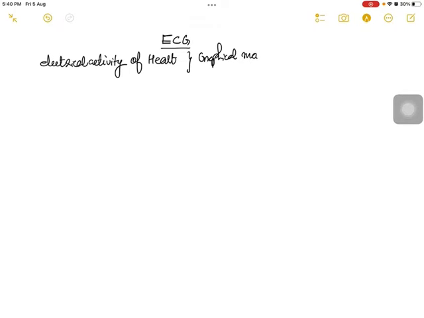We're dealing with ECG. So what is an ECG? ECG is simply the electrical activity of the heart, in a graphical manner. Okay.